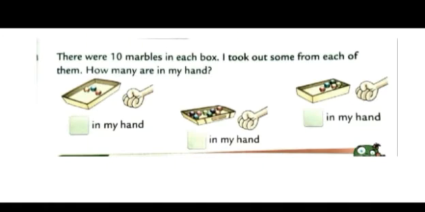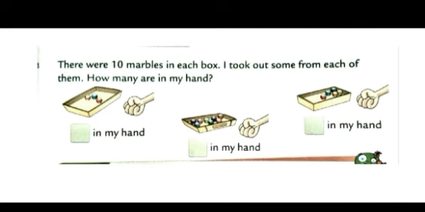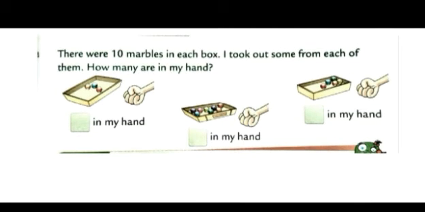Now scholars, see the next question on same page. There were 10 marbles in each box. I took out some from each of them. How many are in my hands? So 3 boxes are there. In all the 3 boxes, total 10 marbles were there. So I took out some from each. Now how many are in my hand?